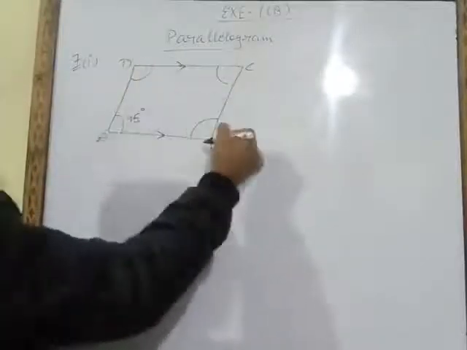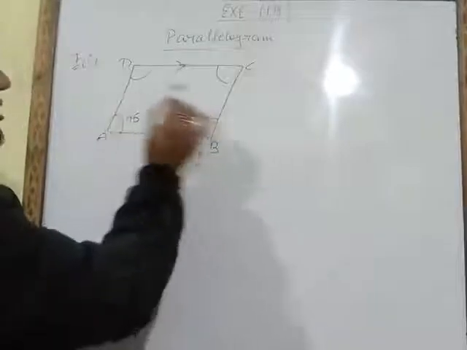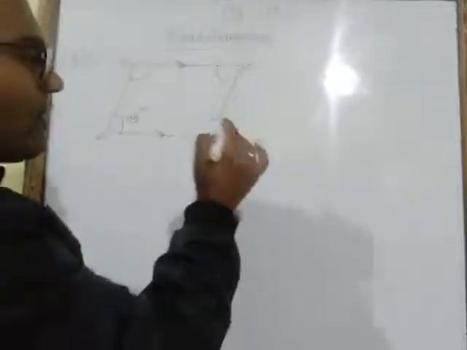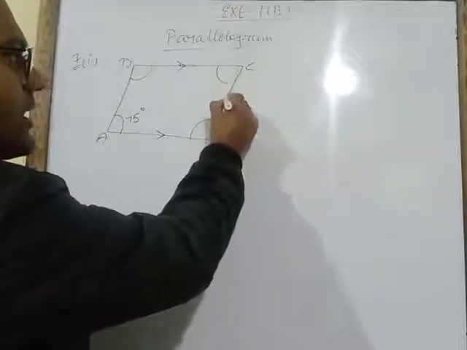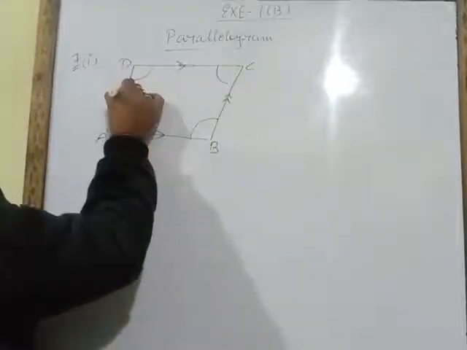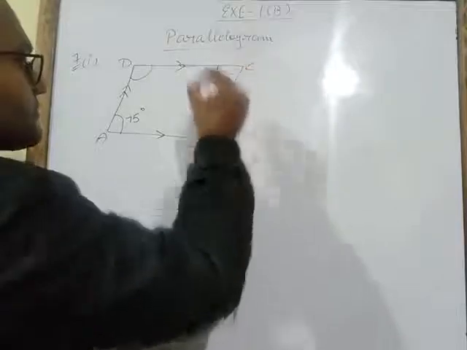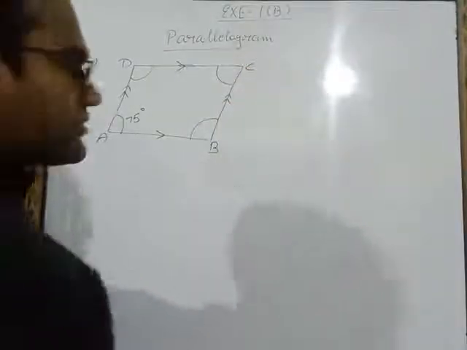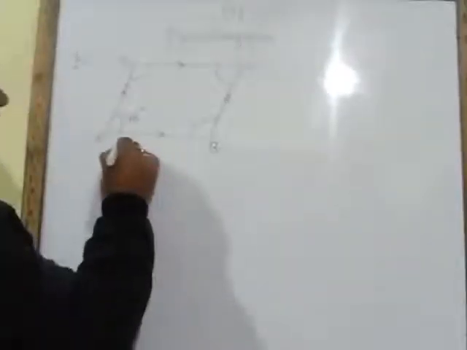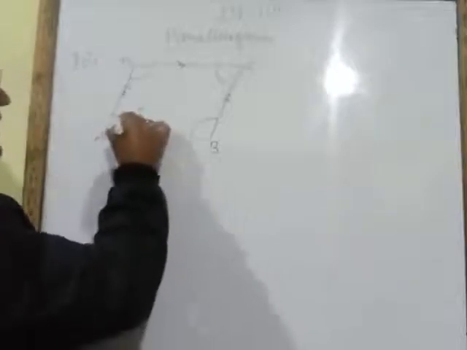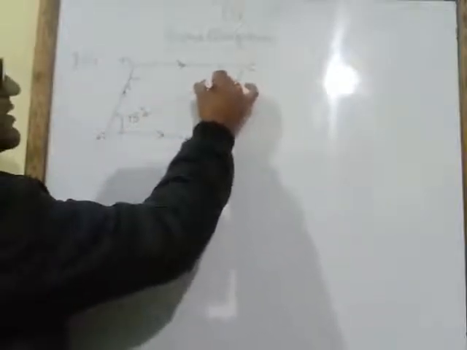Similarly, AD and BC are also parallel. These two are also opposite sides of a parallelogram. So here also we will put double arrows. This is a double arrow. This is also a double arrow. Now, the second property we will use: opposite angles of a parallelogram are equal. So we will say angle A and angle C, both these angles are opposite angles.